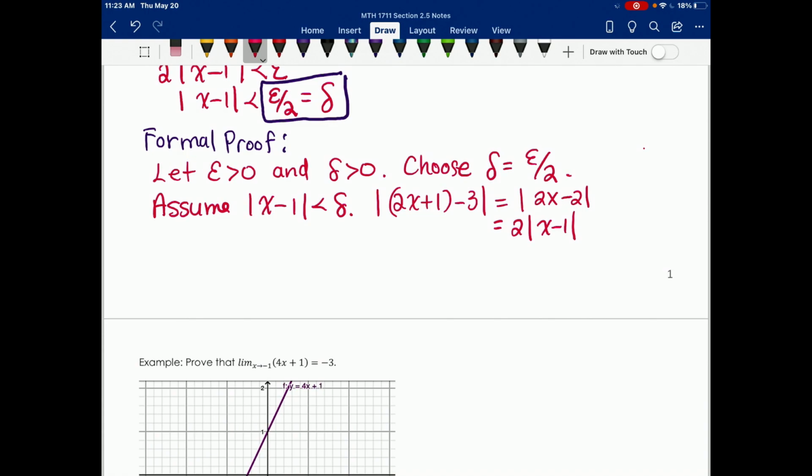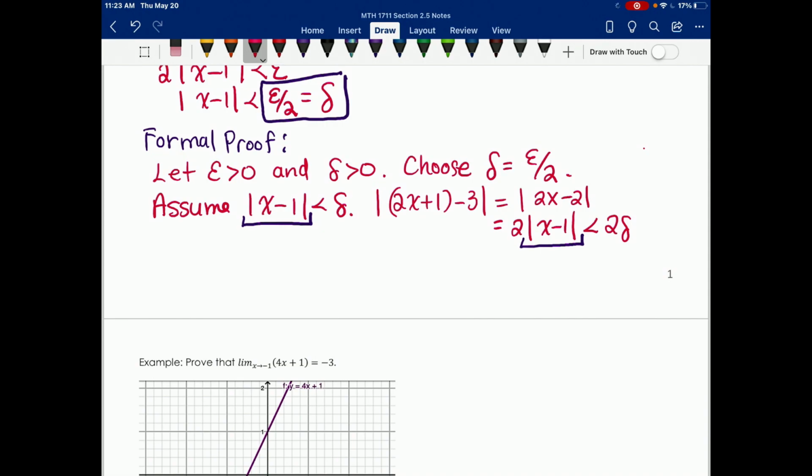Now, because we know that this here is less than delta, we can then say, well, if I have 2 times the absolute value of x minus 1, and the absolute value of x minus 1 is less than delta, I can make this statement. This is less than 2 times delta.